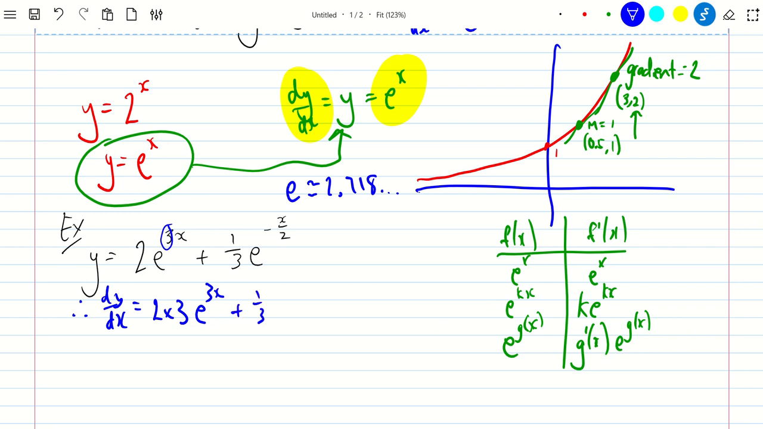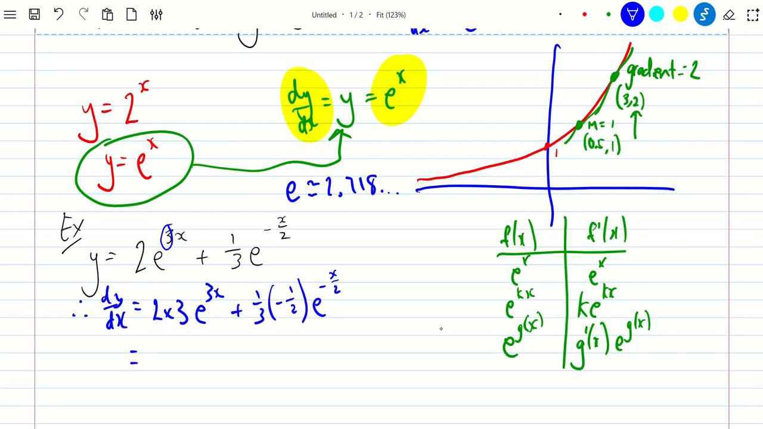Plus, there's 1/3, that 1/3 just stays out the front. And then what's the constant that's sitting out the front of x here? That's -1/2. -1/2 that's sitting out the front of that. And so that -1/2 comes out here. And then everything else just stays the same. No change with the e part to it.